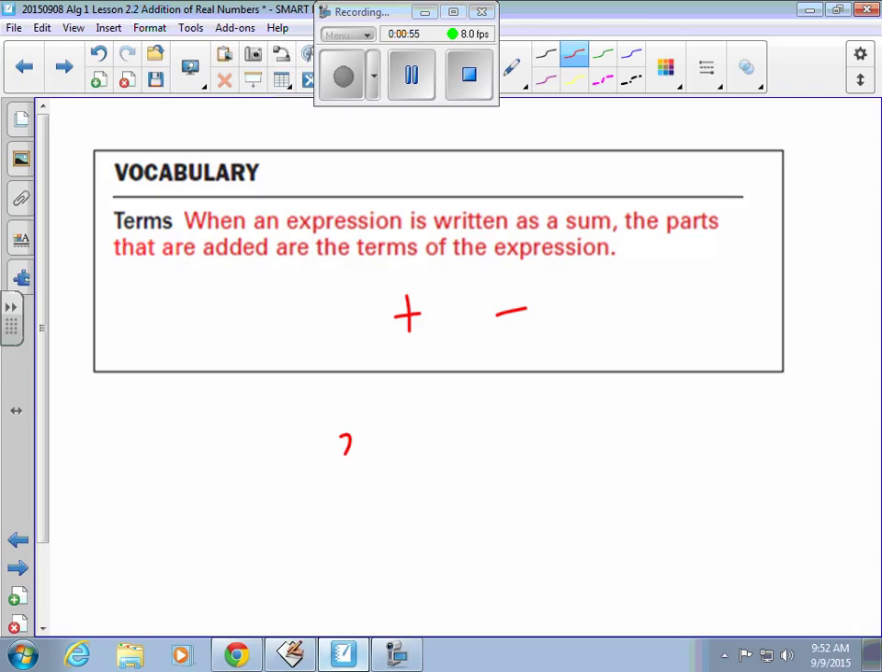For example, 2 plus 3. Those are two separate terms, 2 and 3. But 2x is only one term. That's not 2 because there's no plus in between those. Even if I put 2xyz, even though you can clearly count 1, 2, 3, 4 things right there, it's only one term because there's no plus or minus in it. So anything that's separated by plus or minus represents different terms.